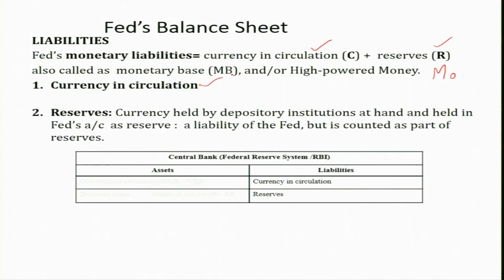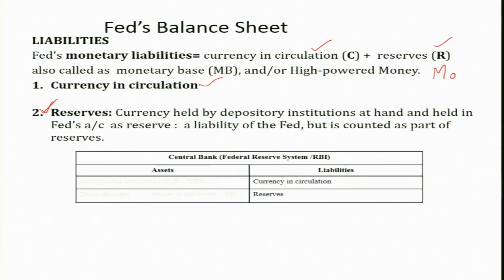Currency in circulation means the amount of currency in the hands of the public. So, please note that currency held by depository institutions is also a liability of the Fed, but it is counted as part of the reserves, not part of the currency in circulation. That means the currency held by the banking system is not included in currency in circulation, but it is a liability, and we include it in reserves.